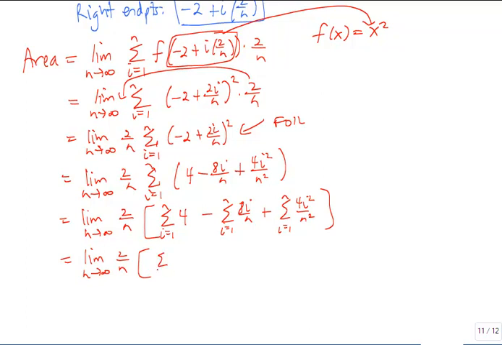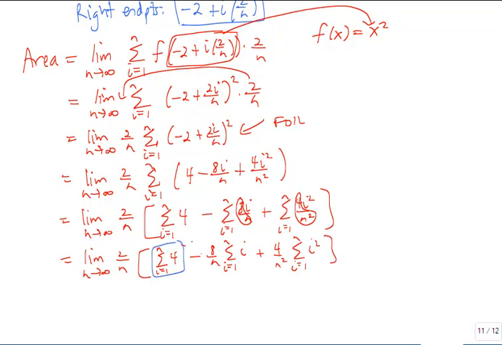So the sum of 4, that's actually just the sum of a constant. So I'm going to leave that 4 where it is. But this 8 over n, I'm going to pull that out. So this just becomes the sum of i. And then this 4 over n squared, I'm going to pull that out. So this becomes the sum of i squared.